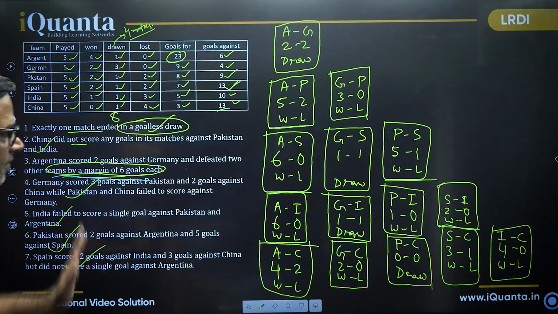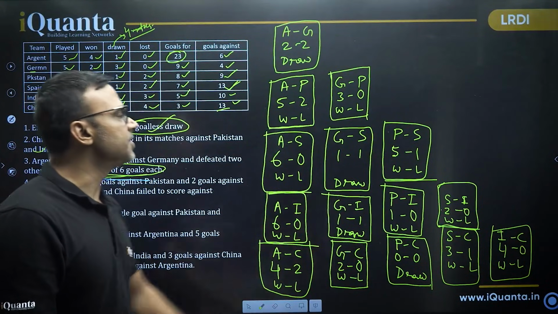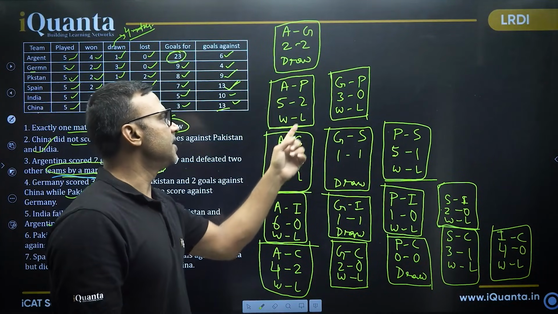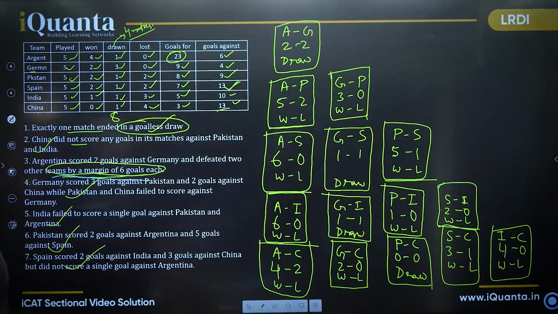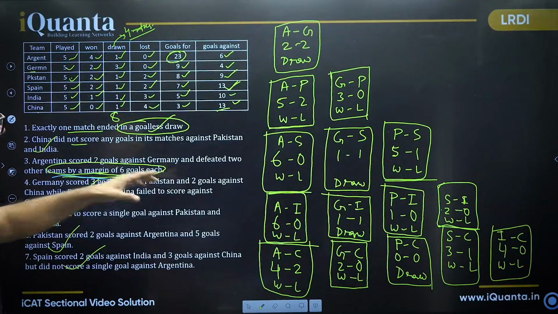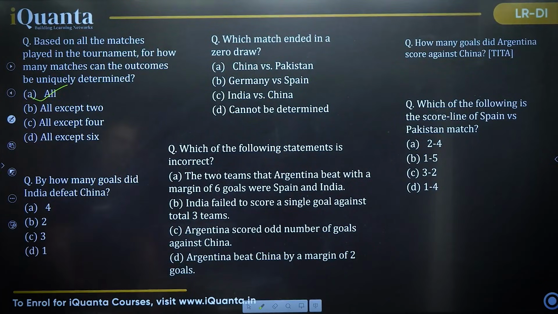And for every match, we have the score of the match, and we have the result of the match. Score means 5-2. Result: win for Argentina, loss for Pakistan. Okay, let's go to the questions. Based on all the matches played in the tournament, for how many matches can the outcomes be uniquely determined? We did it for all matches. So all 15 matches we have decided. Very clear. So the answer to this question is all.